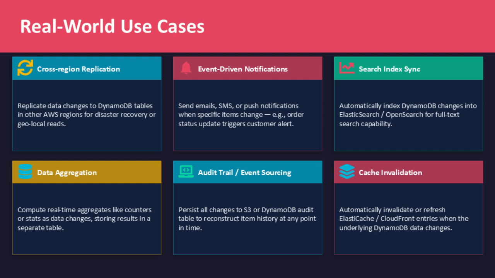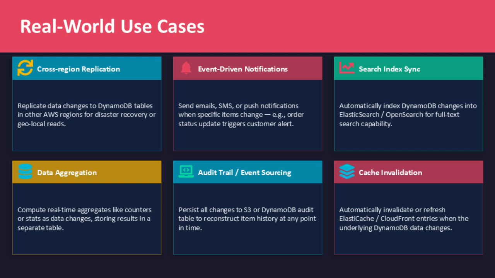Data aggregation. You can compute running totals or counters in real time as items change and store results in a separate aggregation table. Audit trail and event sourcing. Every change gets persisted to S3 or a history table, so you can reconstruct the state of any item at any point in time. This is event sourcing in practice. And finally, cache invalidation.